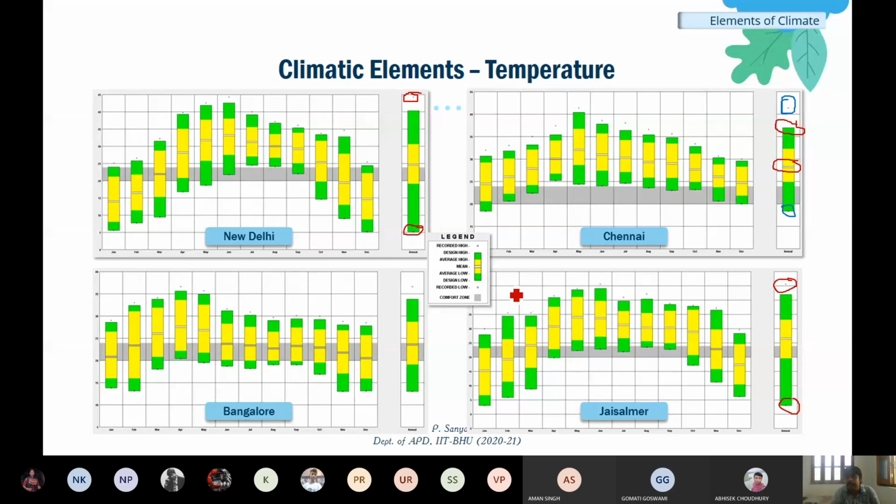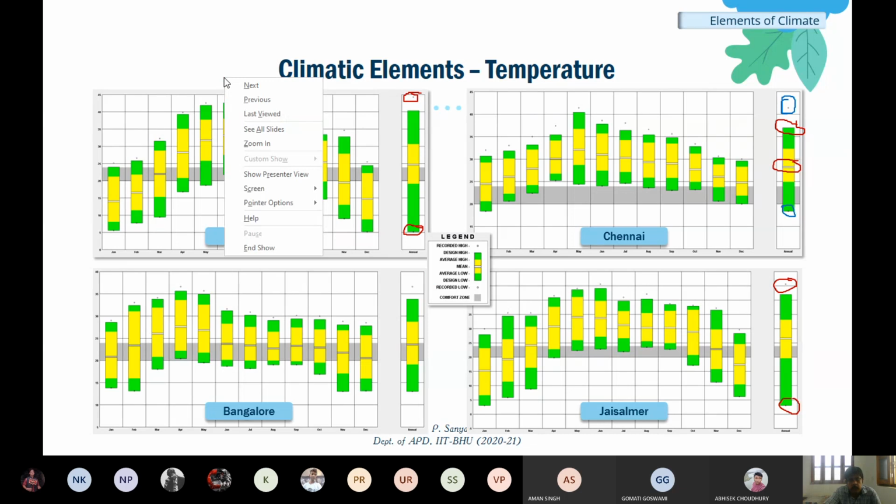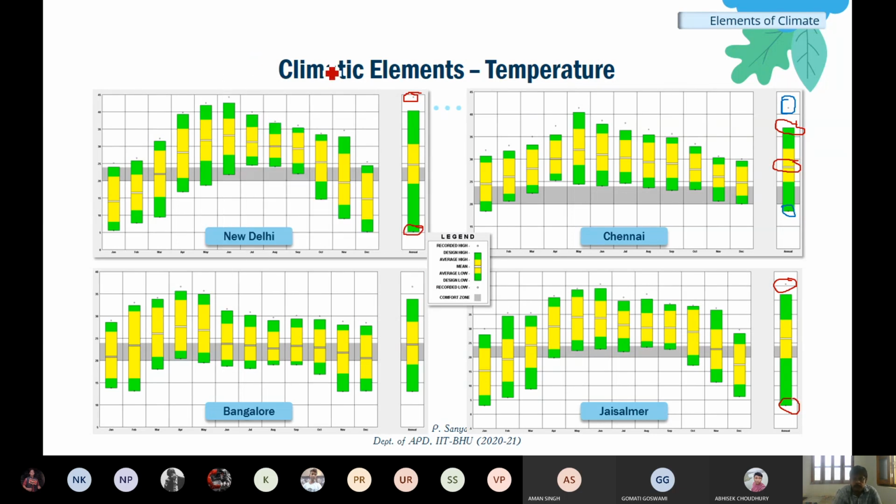So the temperature, this is the dry bulb temperature. You are actually seeing the range of the temperature which you hear in the news, which the IMD, Indian Meteorological Department, gives you. That is what you are seeing here.